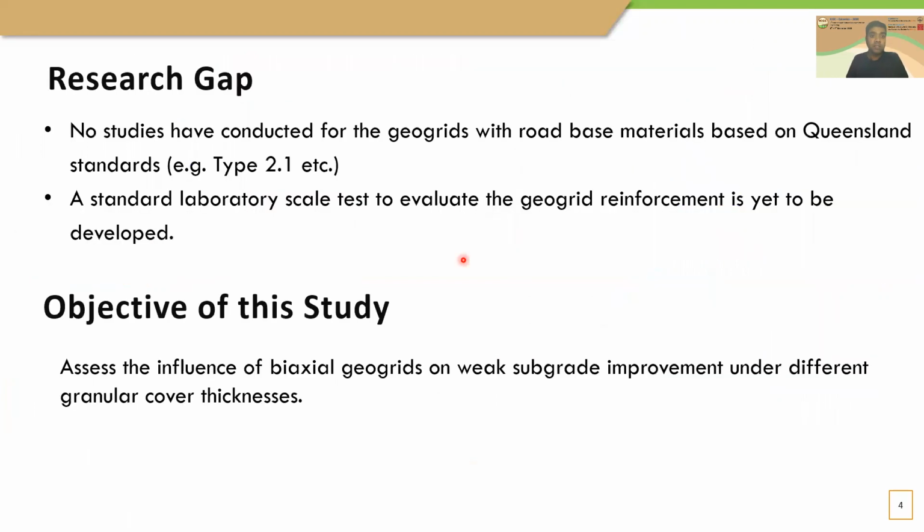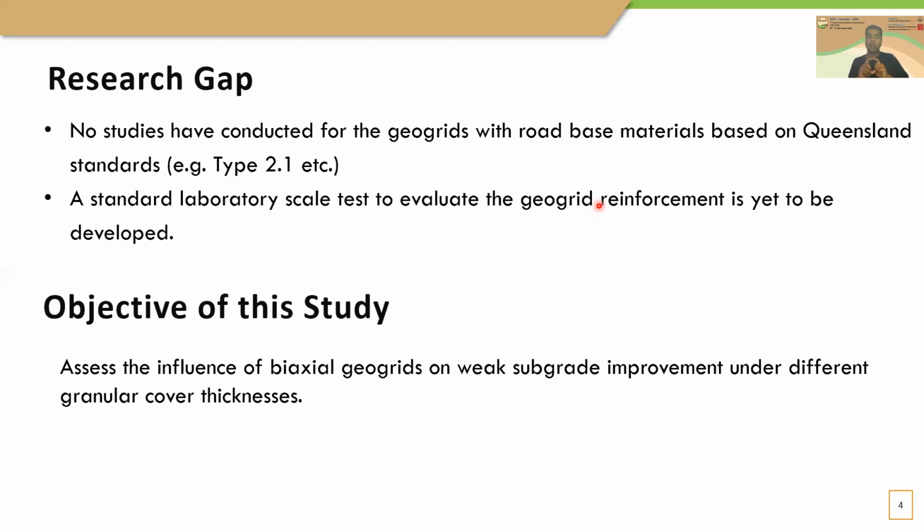These types also affect it. By looking at the literature, we found that no studies have been conducted for geogrids with the road-base materials that are used in Queensland, Australia, because we have a classification called type 2.1, 2.3. For that classification, no studies have been conducted for geogrids, although they are widely used in the industry based on the manufacturer specifications. Also, we don't have a simple standard laboratory test to get the subgrade improvement capacity of the geogrid, again because of the complex behavior. We either have to go for field studies or do large-scale model box testing.